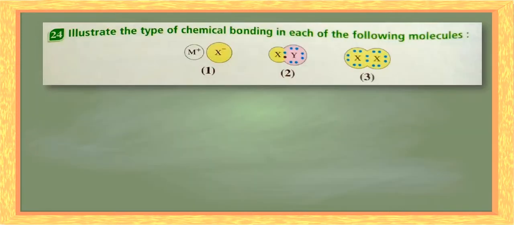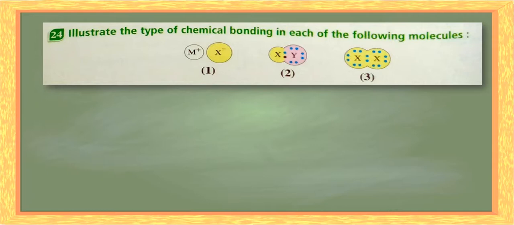Okay, let's go into question 24. Question 24 says: illustrate the type of chemical bonding in each of the following molecules. We have here M+ X-, it's an ionic bond. Each one, M loses 1 and X gains 1.